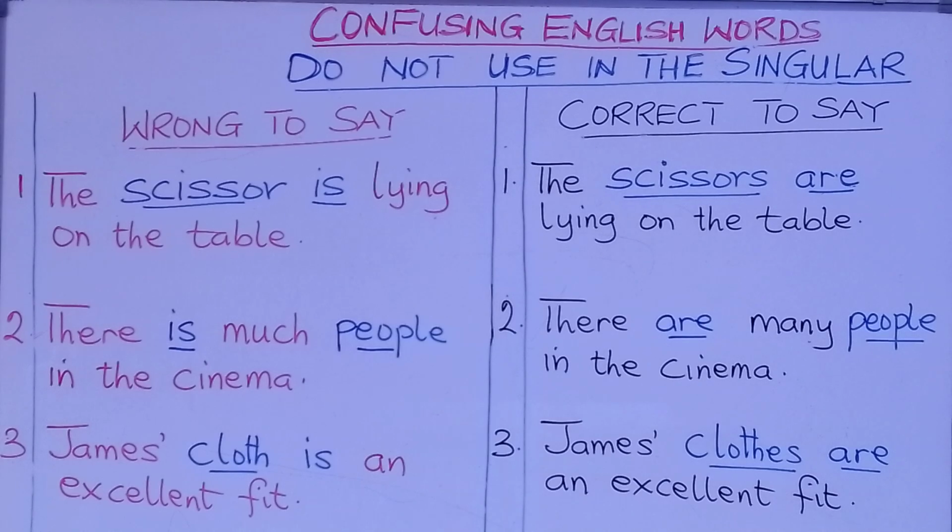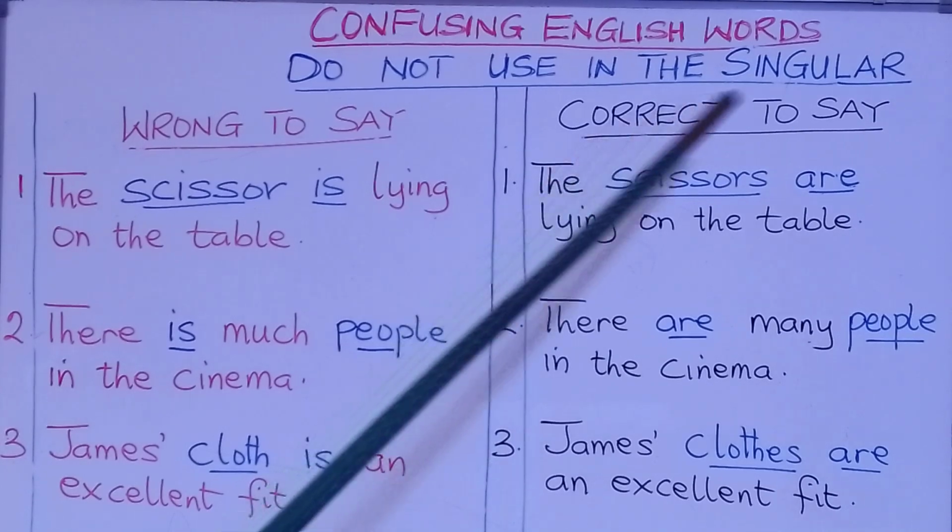But when you say two pairs of scissors, scissors will remain scissors. A pair of scissors, 10 pairs of scissors, 3 pairs of scissors, it will remain scissors. Or trousers. A pair of trousers is, 10 pairs of trousers are. But if you want to use trousers the way they are, then it's in the plural form. You don't use them in the singular.